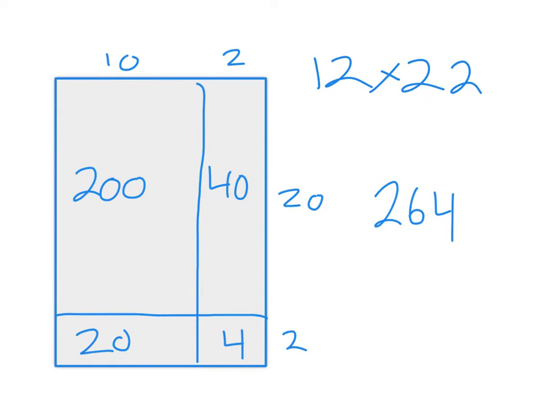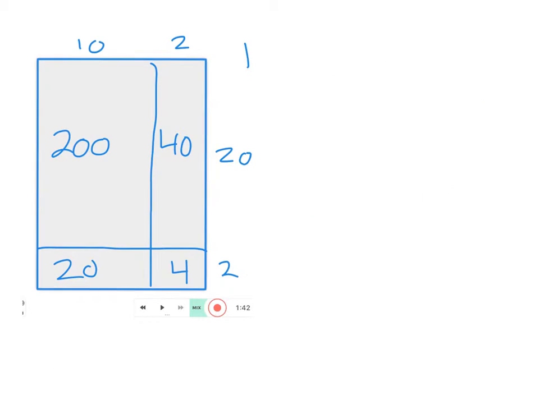Okay, so now what we're going to do is take this model and talk about how it relates to the algorithm. So here's the model we just solved. And so I'm going to show you the algorithm and how it relates to this model and the pieces that are there. So we've got 22 times 12.